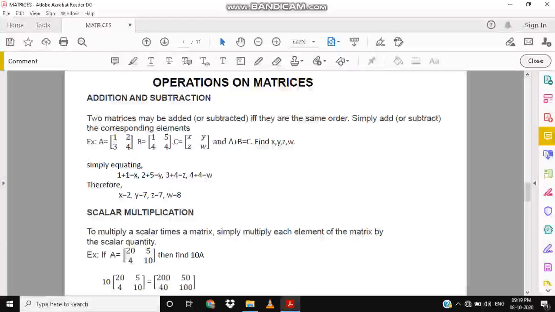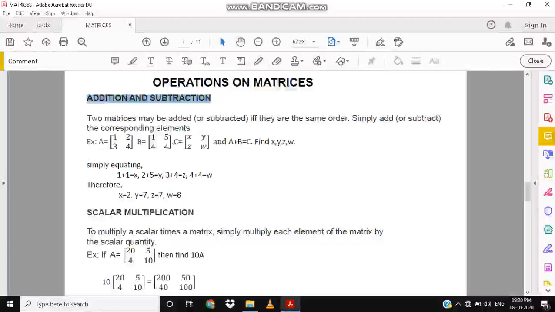What are the operations? What can we do with these matrices? We can add 2 matrices or 3 matrices and so on. We can subtract those matrices, or we can multiply those matrices, which we will come to after this topic. Firstly, it is addition and subtraction. It is a simple one. You know it well.